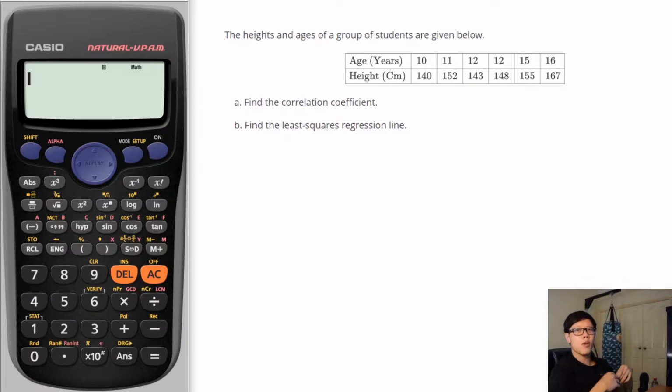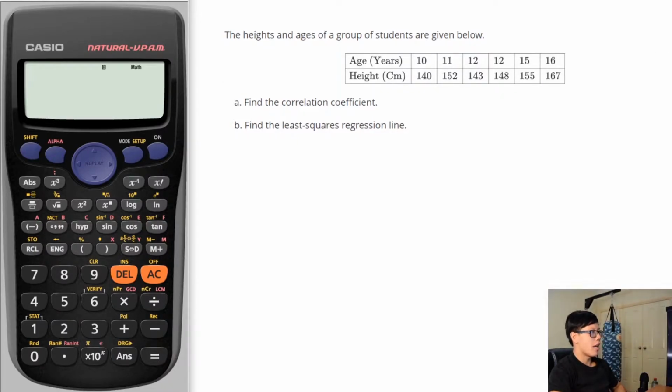So in this video, I'm going to be covering how to calculate Pearson's correlation coefficient and the least squares regression line when we're given a bivariate data set. Luckily for us, in the HSC, we don't actually need to know how to calculate these by hand, which is pretty long and arduous. We just need to figure out how to use our calculator to calculate these. So that's what we're going to do.